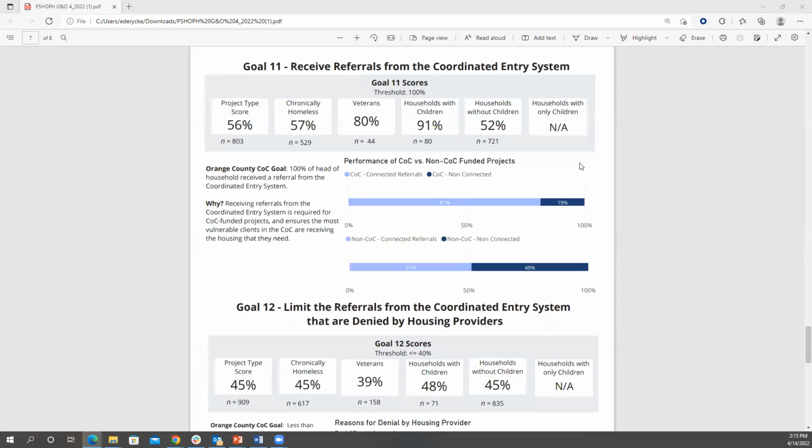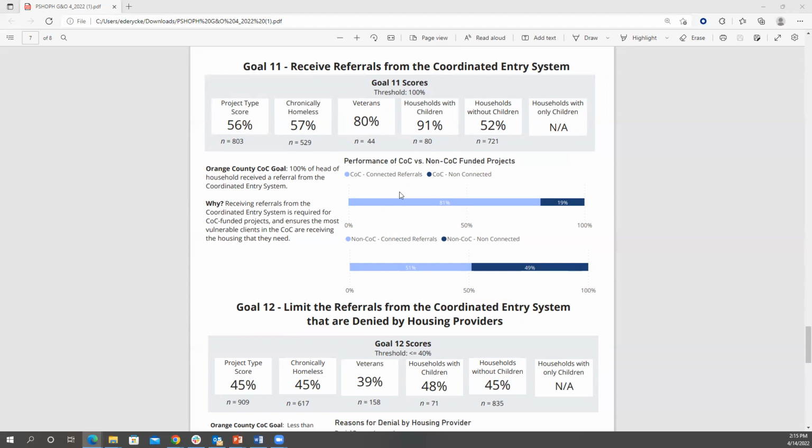All right, so now I want to get into our new measures. Goal 11 is looking at referrals from the coordinated entry system. So of the new enrollments that a project entered during the reporting period, what percentage of them were referrals from coordinated entry?